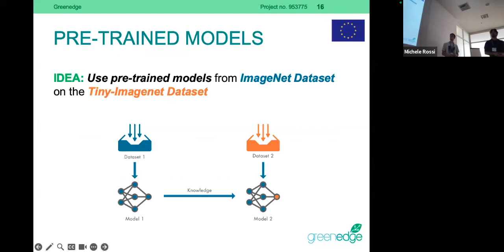So the first solution we tried was to use pre-trained models. For example, models that were trained on the ImageNet dataset and retrain them on the Tiny ImageNet dataset. This is a good idea that we had because Tiny ImageNet is a subset of the ImageNet dataset, and also because the ImageNet dataset is bigger, has a bigger resolution, and more classes, so it's easier to retrain the models for the Tiny ImageNet one.